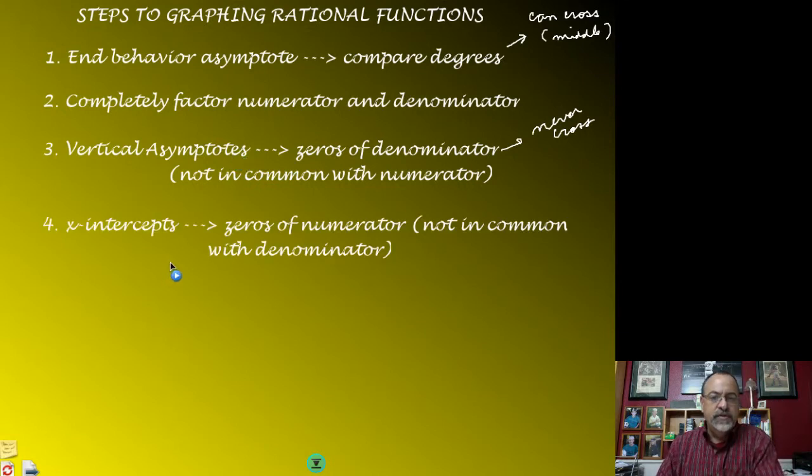The fourth step is to determine where the x-intercepts are, and the x-intercepts are the zeros of the numerator.